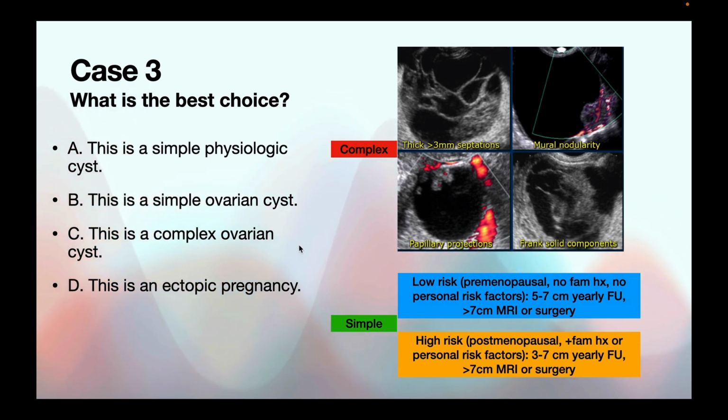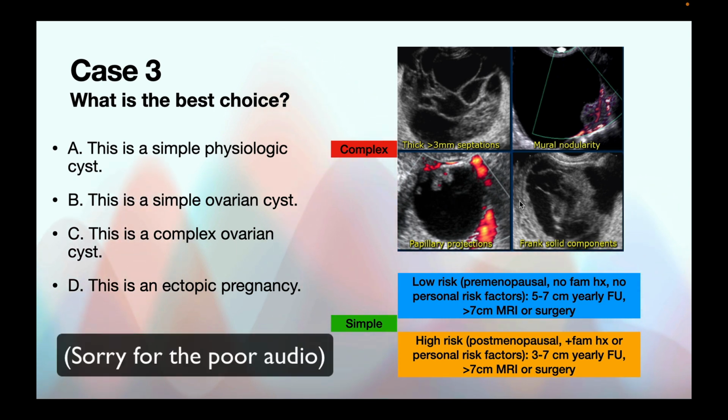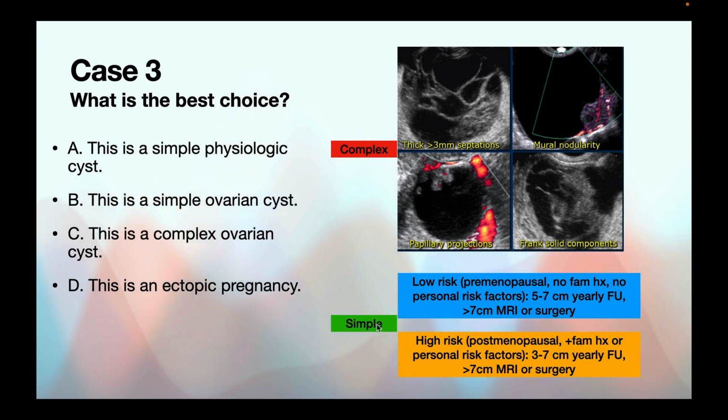A complex cyst, there's some criteria for when it becomes complex, when there are internal echoes or structures inside the cyst, like these septations, if there are projections in the wall of the cyst, if there is any vascularity, for instance, that makes it complex. Not all simple appearing cysts have low risk for malignancy. Here are some characteristics that point towards low risk versus high risk.